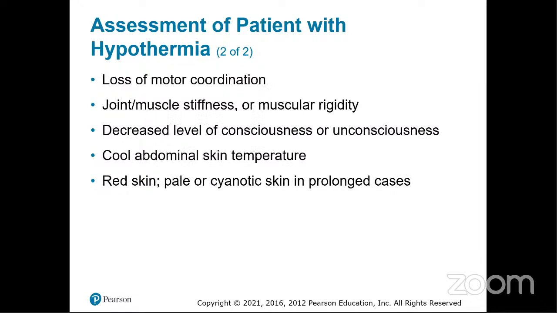Loss of muscle coordination. It's basically because the neurons are frozen. They're so cold, they can't send that nervous signal back and forth. Joint or muscle stiffness, same thing. It's got all that fluid in there and it's literally starting to freeze. Decreased level of consciousness, or they're just flat unconscious. Cool abnormal skin, and then they can get red skin and or cyanotic skin in prolonged cases.